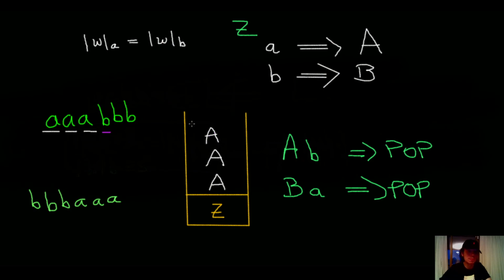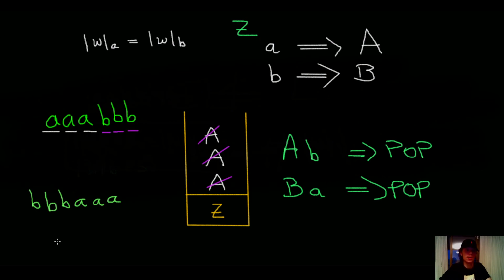Sorry, I read this B, I pop this A. I read the second B, I pop this second A. I read the third B, then I pop this third A. So at the end, when we have read all the elements from the input, all the symbols, and we have Z as the top element, then this word is going to be an accepting word. And in an analogous way, it goes for the Bs.